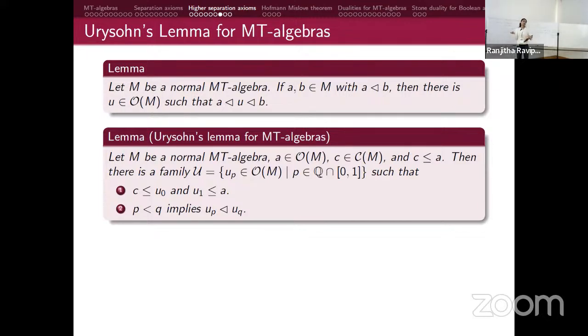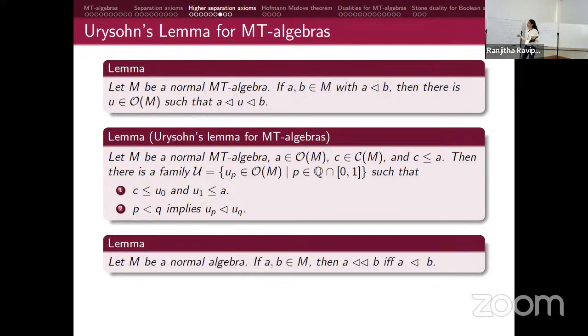This is very similar to the complete well inside relation, but the thing here is, if you have a closed element below an open element, that's when this whole thing happens. That's where the Urysohn lemma comes in, this closed and open thing. And so now, if I have a normal empty algebra, then the completely well inside will coincide with the triangle.